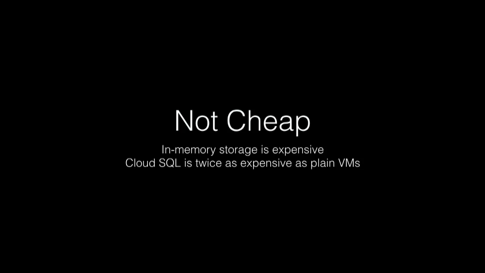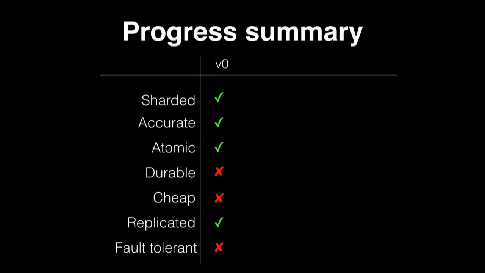So as we grow, we want to find a solution that is going to be much cheaper than this. So far, in this first version of our database, we can achieve a sharded database. We can be atomic. We can be replicated, but it's not really durable in the case of Redis. And it's not very cheap to run, as I have explained. And it can be fault tolerant, but takes some effort to do so. Now, let's look at this next version that we built.